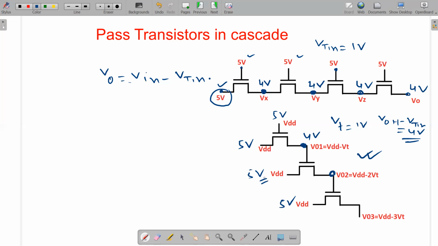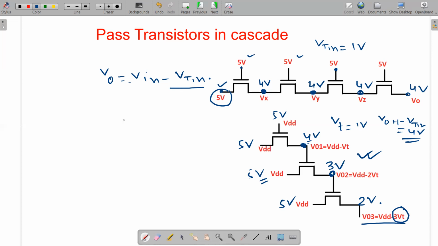Input is 5 volt, but the output you will get, how much? The gate voltage, 4 volt, minus 1 threshold voltage, so 3 volt. Similarly here, 2 volt it can pass. So the final output you are getting, V03 equal to VDD, that is 5 minus 3 VT, that is 2 volt. So multiple threshold voltage drop takes place. If we compare this one with this one, here only one threshold voltage drop takes place, VDD minus VT, but here how much? 3 times VT.